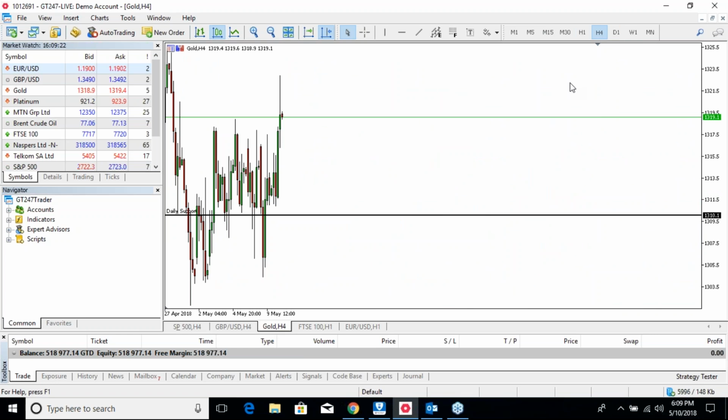The reason why I'm taking a 4-hour chart, as I stated, is that we want to see where the market's going in the long term, and not to go against the trend. There's a saying in trading that the trend is your friend, and you don't want to go against it.